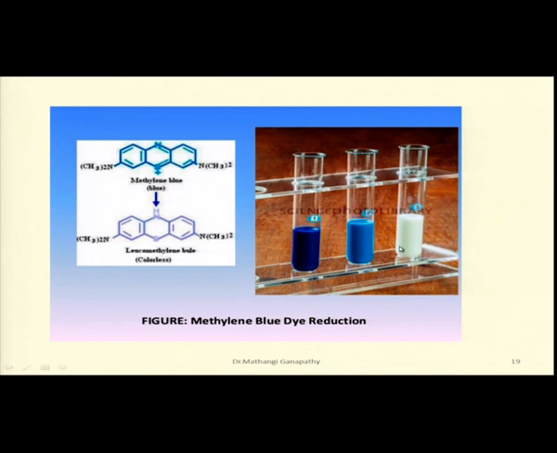So, this indicates the rate of microbial growth, number 1, and number 2, that the raw milk which was tested does contain microbes. The efficacy of pasteurization can also be detected using this, whether there has been spoilage or whether there is a contamination of pasteurized milk with raw milk, using this methylene blue reduction test.